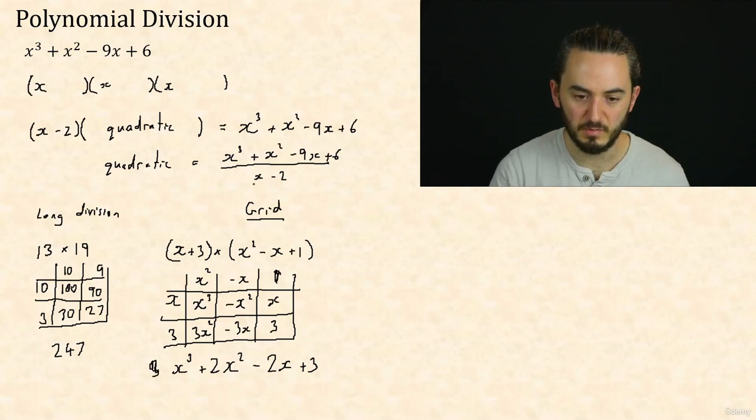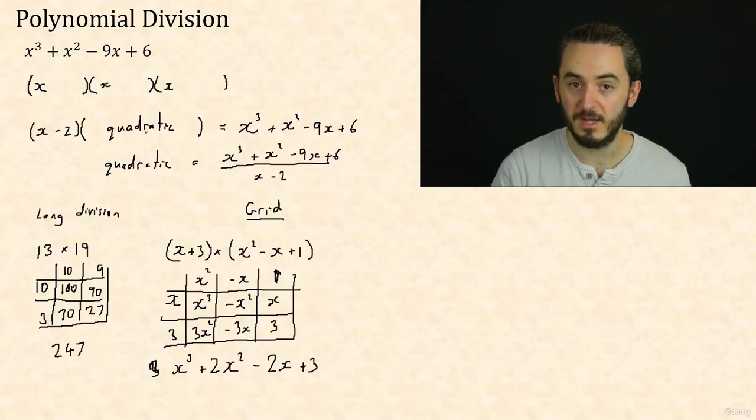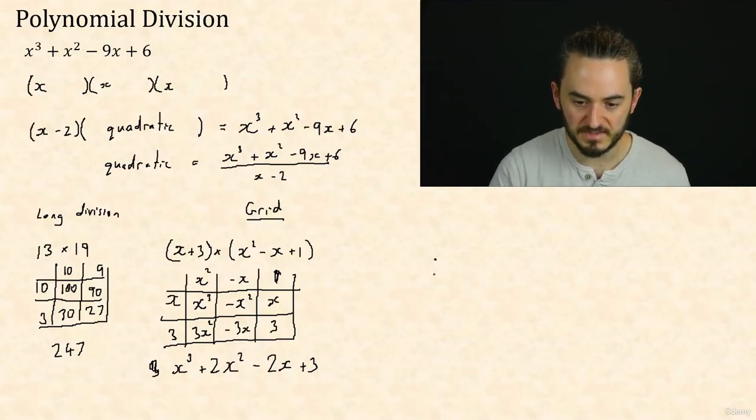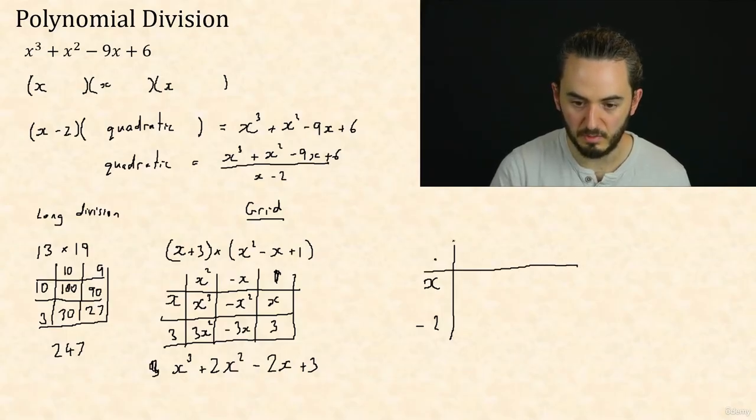I'm going to work out this one here. So, well, maybe this line is actually the easier one to look at. So we know that this cubic, x cubed plus x squared minus 9x plus 6, is x minus 2 multiplied by some quadratic. I'm going to try to figure out what that quadratic is. So I can set up my grid like this. So x minus 2, and the answer is going to be appearing up in this top row.